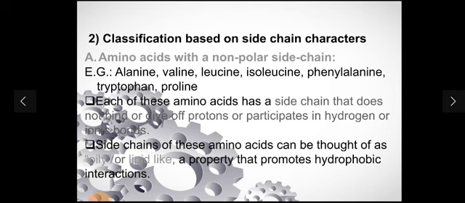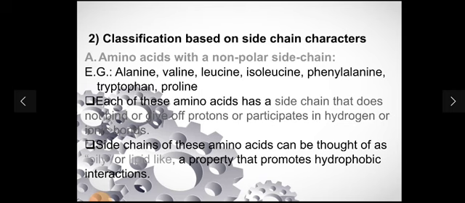Now, the second type of classification is the classification based on the side chain character. When you look at side chain character, we are trying to look at whether they are polar or non-polar, whether they are charged or whether they are not charged.